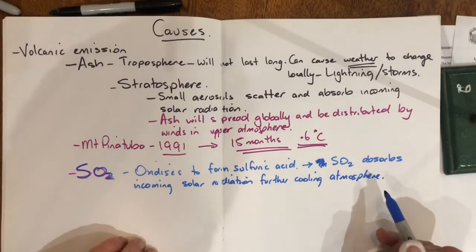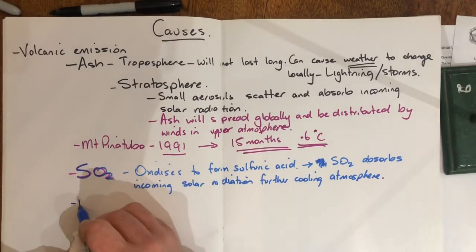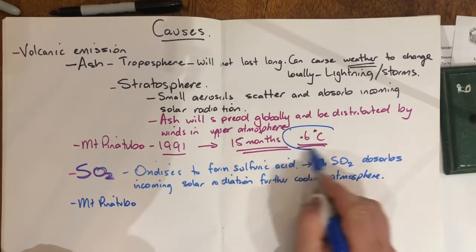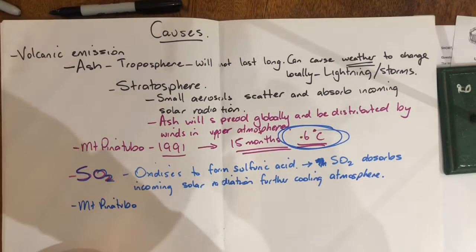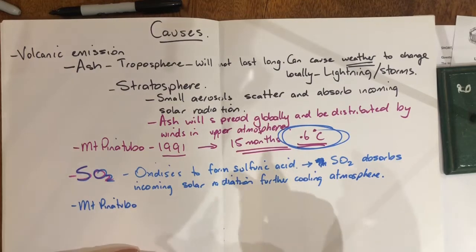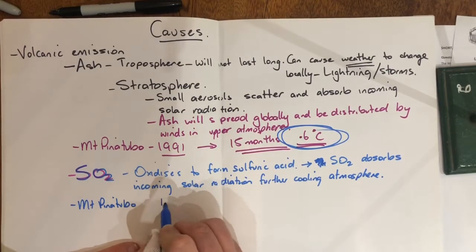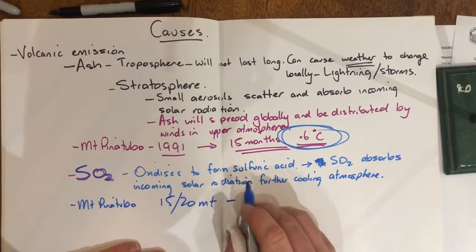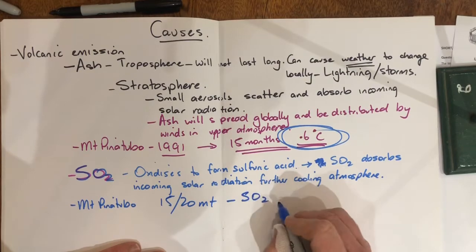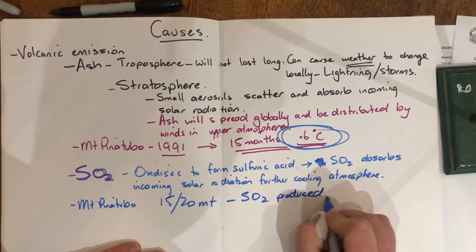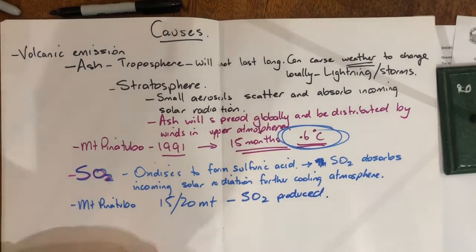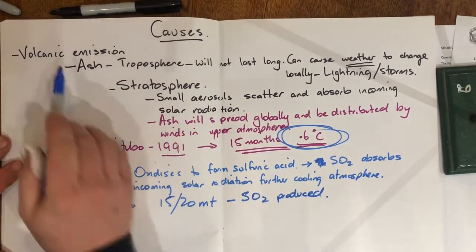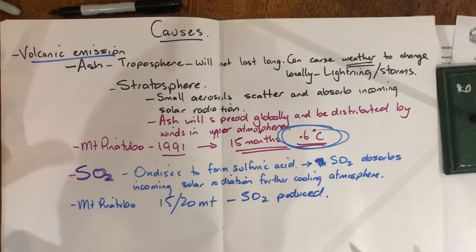Okay, so again, Mount Pinatubo. Now we know that it cooled the Earth by 0.6 of a degree, but between 15 and 20 megatons of sulfur dioxide was produced by this massive eruption. Okay, so that's our first main cause of climatic change.